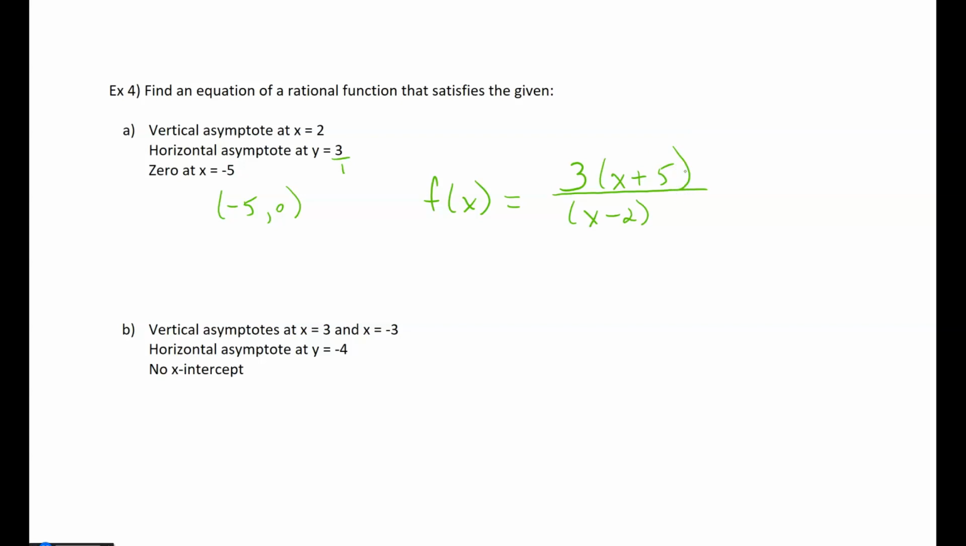Okay. And again, our exponents, the powers match in both the numerator and the denominator, which matches the information we got regarding horizontal asymptote.